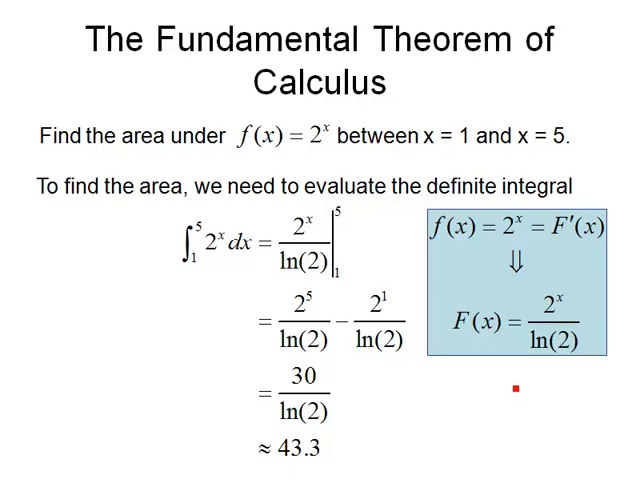Notice how the fundamental theorem of calculus makes the process of finding area a lot easier than using left-hand sums or right-hand sums. In addition, this 30 over ln of 2 is the exact area. It's not an estimate. The only way it becomes an estimate here is when I round this number to get 43.3. But because I know that this is 30 divided by ln of 2, I can write this out to as many decimal places as I want.